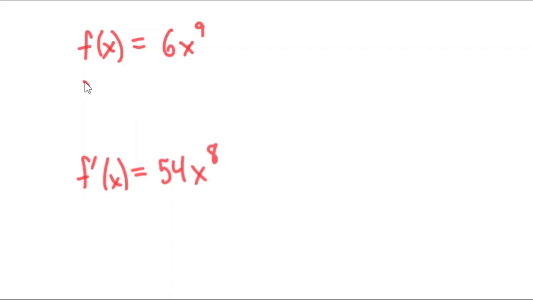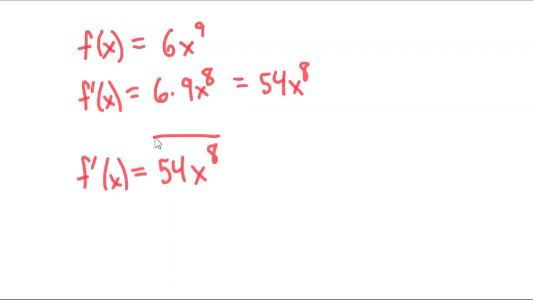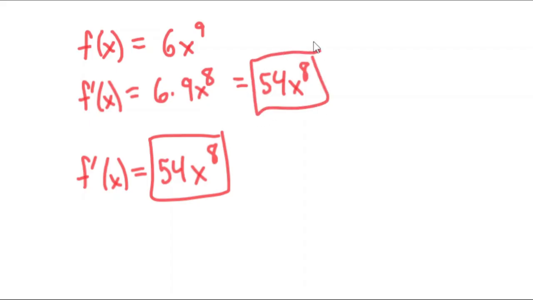Another way to kind of think about this is that f prime of x, since this is really a constant times a function, right? 6 is a constant. The derivative of a constant times a function is just the constant times the derivative of the function. But what's the derivative of x to the ninth? Well, it's 9x to the 8th, right? That's the power rule. So 6 times 9x to the 8th, that ends up being 54x to the 8th. Okay, but I think this way down here, just multiplying the 6 times the 9 and then lowering that power by 1, that's the quicker way to do it.